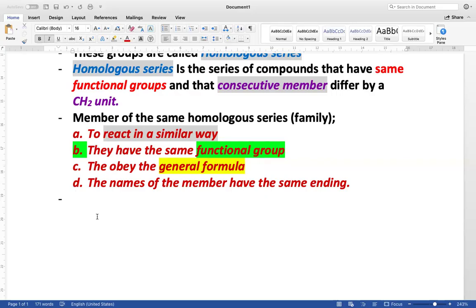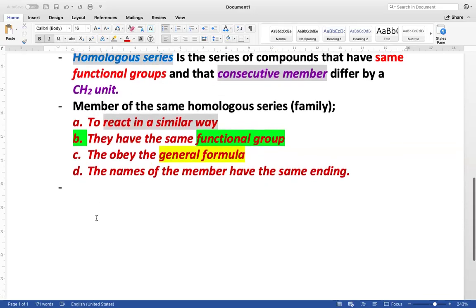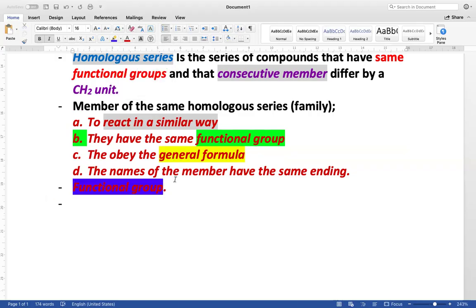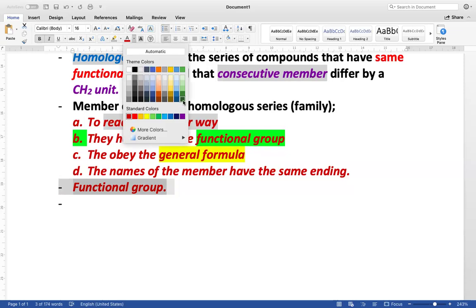Now, as we wrap up with our first presentation, how do you define a functional group? Can you look up on the internet and tell me what a functional group is all about? What is a functional group?